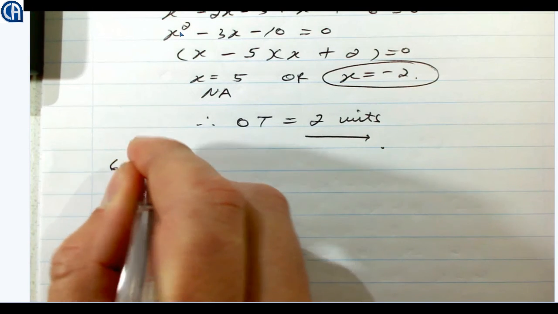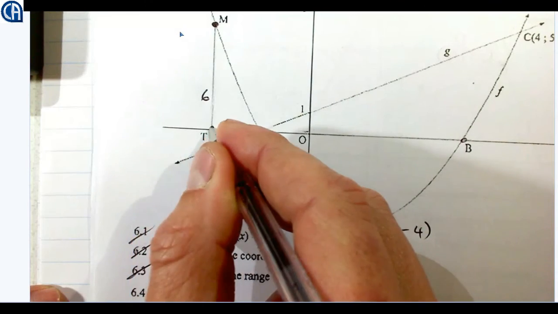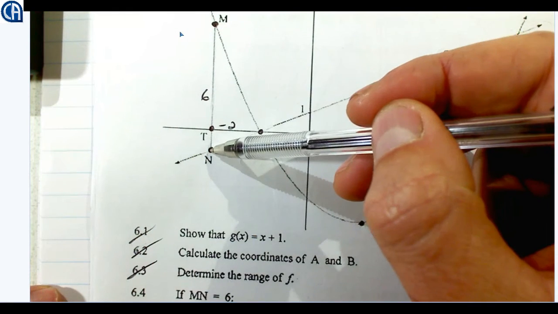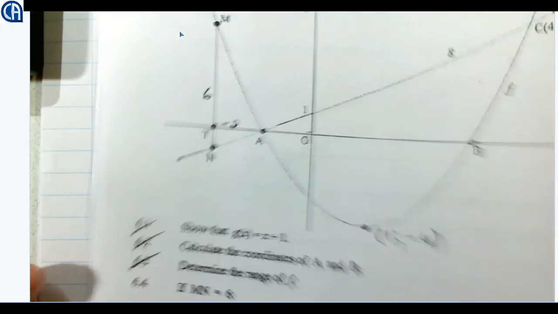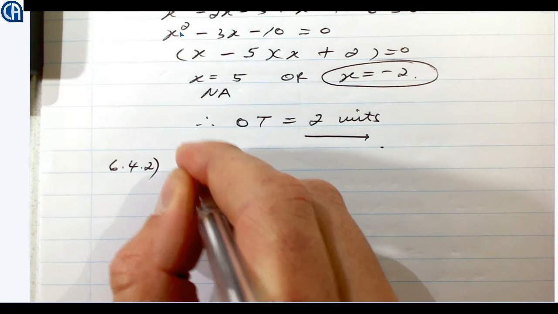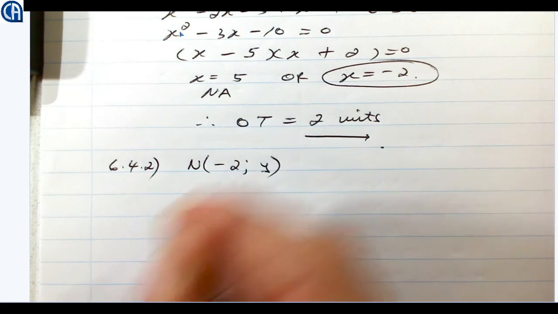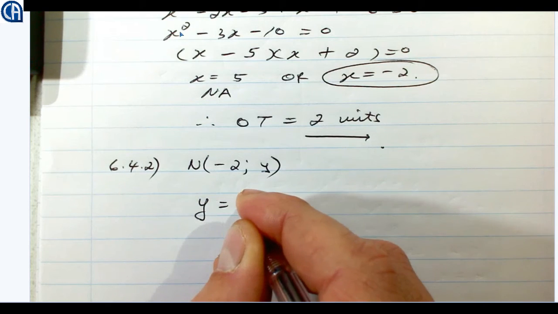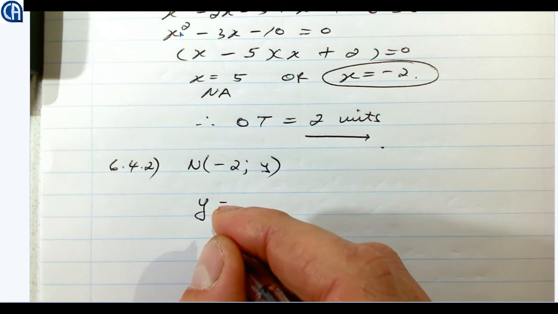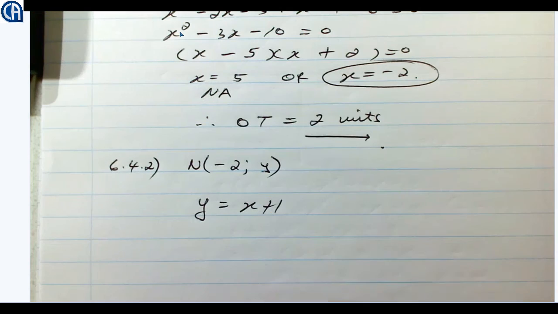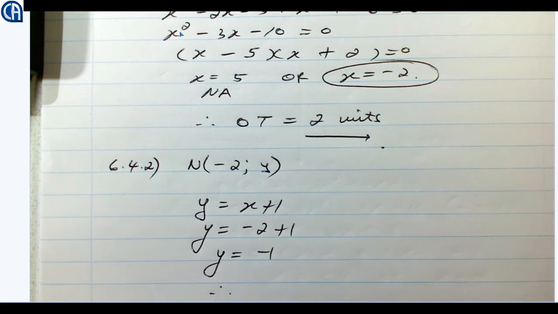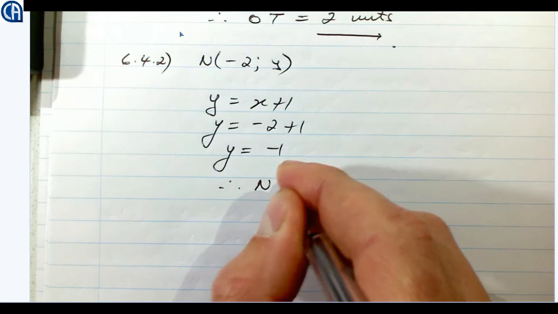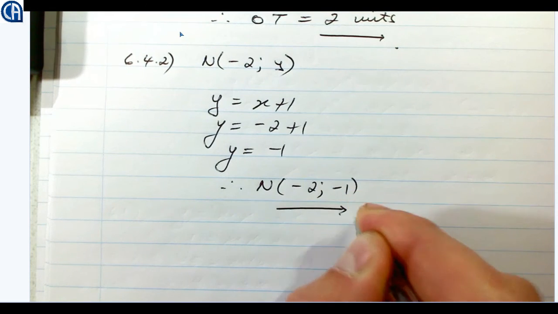Hence, write down the coordinates of N. So as you can see here, that x value is minus 2. So that means this x value is minus 2, that x value is minus 2, and that x value is minus 2. So therefore the coordinates of N is minus 2 and y. And the equation of the straight line is y equals, I think it was x plus 1. There we go. So it's y equals minus 2 plus 1, so therefore y equals minus 1. So therefore the coordinates of N are minus 2 and minus 1.